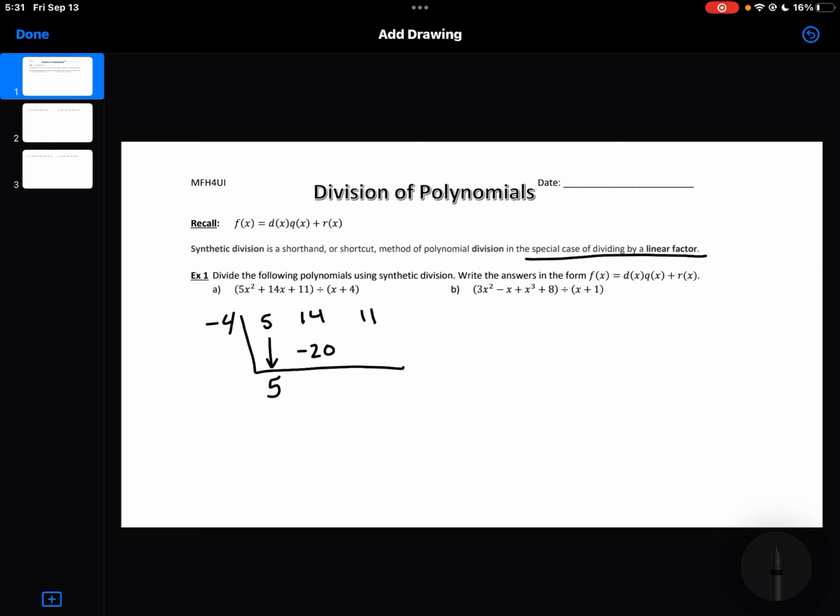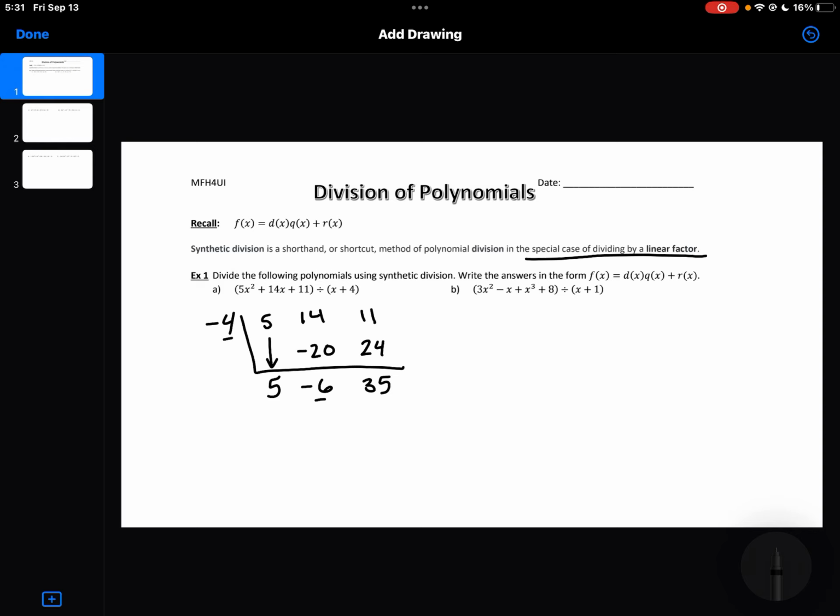And then instead of subtracting, which I was doing when I had all my coefficients, I'm going to add them together. So minus 14 plus minus 20 would be minus 6. And then I'm going to multiply through again. So minus 4 times minus 6 gives me positive 24. And then I'm going to add those two together to get 35.